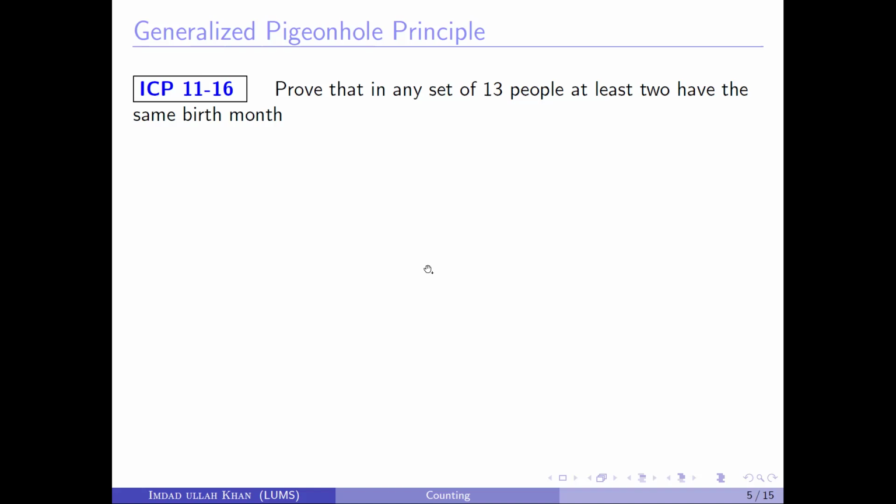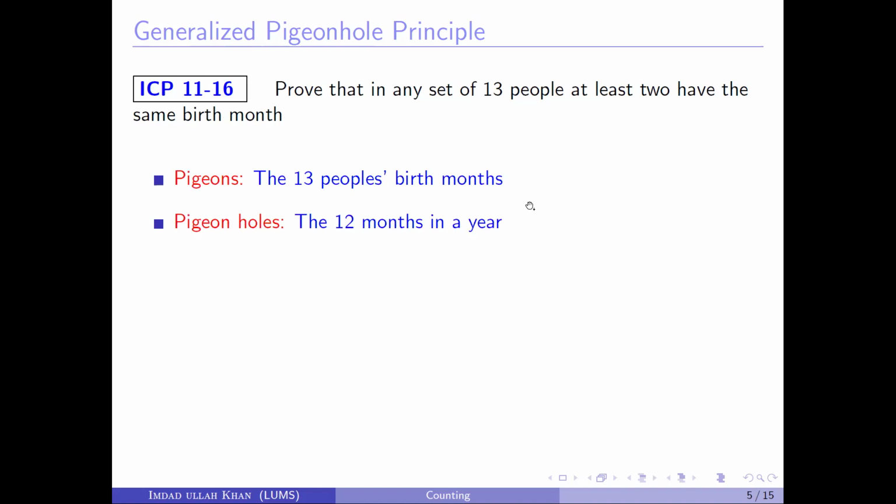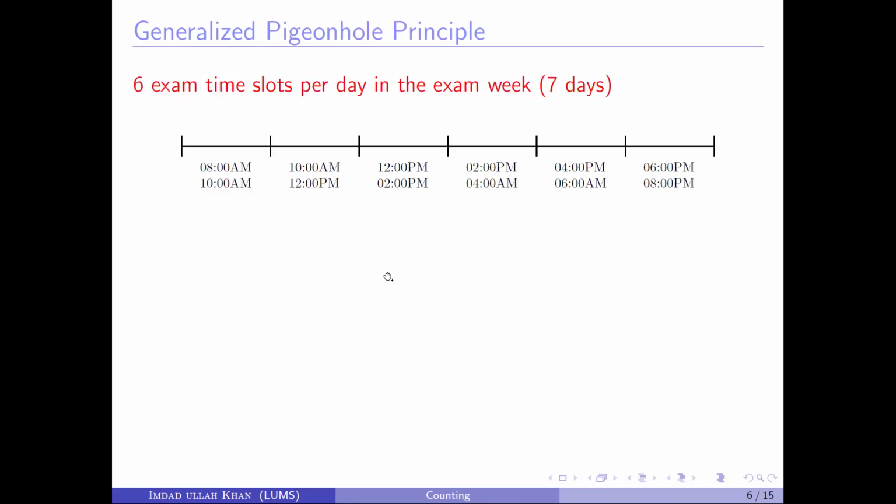Prove that in any set of 13 randomly chosen people, at least 2 have the same birth month. Take a pause, try to figure out on your own, does this claim make sense? If yes, how will you prove that the claim is true using the pigeonhole principle? If you have taken a pause, you might have figured out that there are 13 people. The possible months available to us where someone can have a birth month are 12. So there are 13 pigeons and 12 pigeonholes. So at least 1 month should have two people classified in that particular month. So at least 2 people will have the same birth month.